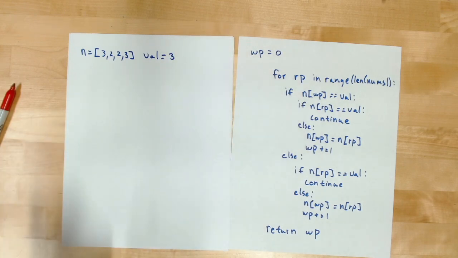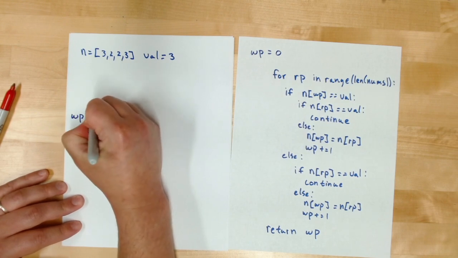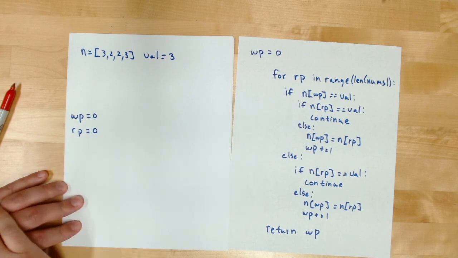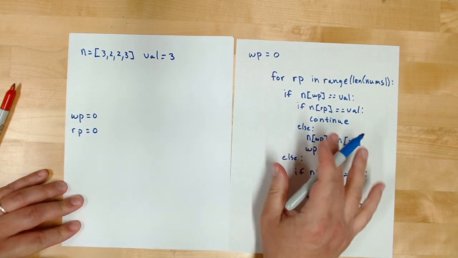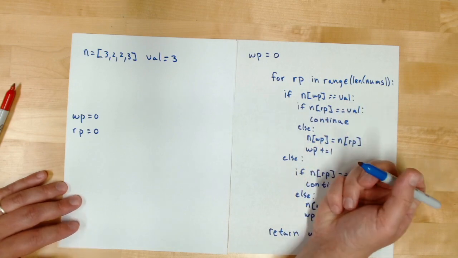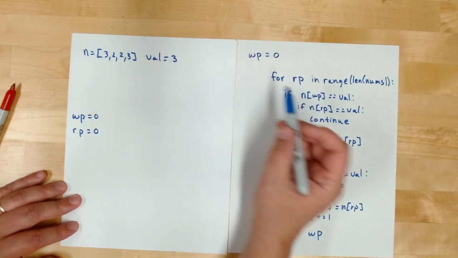Okay, so let's write out our variables. We have right pointer. It's going to start at 0, and then read pointer, which also starts at 0. And that's it for our variables. So for RP in range, the length of nums, is the right pointer equal to value? Well, let's take a look. 3, yes it is. Okay, so what are we going to do?